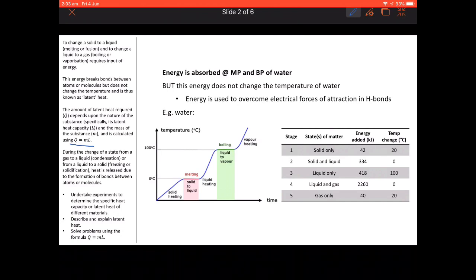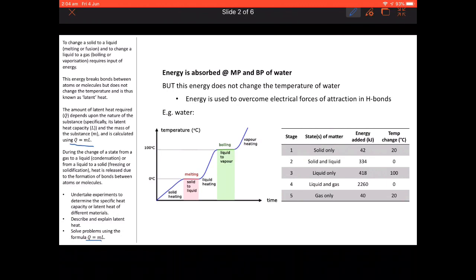In Stage 1 Physics, we'll undertake some experiments to determine the specific heat capacity or latent heat of different materials, which we'll have a go at next lesson. You'll also need to be able to describe and explain latent heat and solve problems using the given formula here.